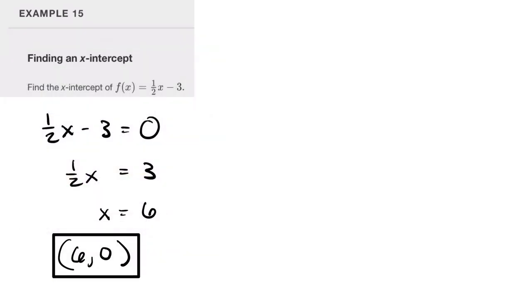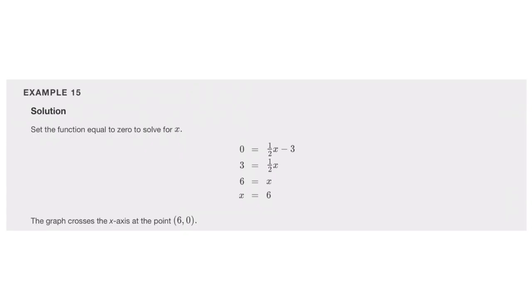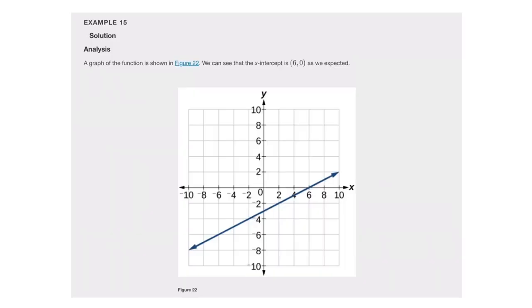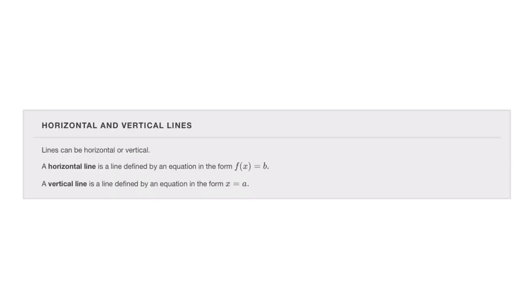Okay, let's go with that. So then horizontal and vertical lines. Lines can be horizontal or vertical. A horizontal line is a line defined as y equals some number. A vertical line is going to be defined as x equals some number. Keep in mind that a vertical line is not a function, but we can still talk about vertical lines.